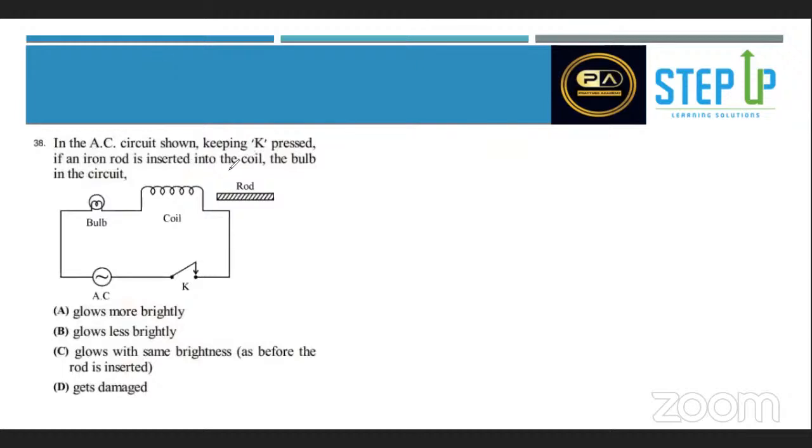In the AC circuit shown, keeping K pressed means you're keeping the K on. If an iron rod is inserted into the coil, does the bulb in the circuit glow more brightly or glow less brightly? Okay, so we have AC here, and we have a coil over here, which is basically an inductance.